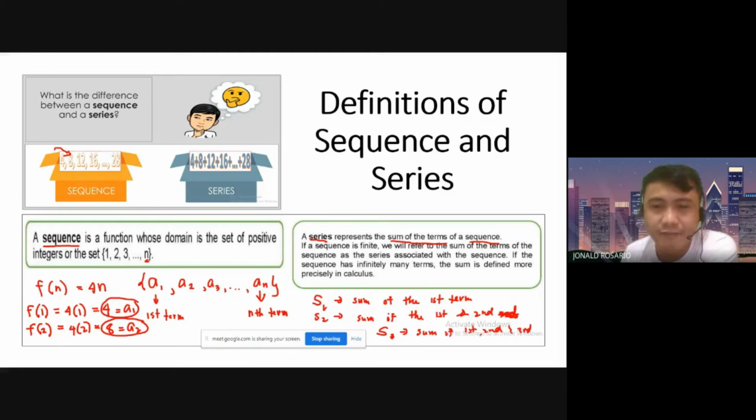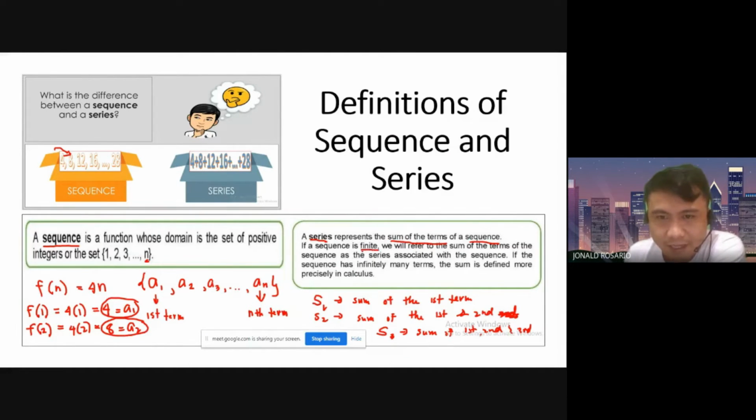Pag S sub 4, sum ng first hanggang fourth term. Pag S sub 5, sum ng first hanggang fifth term, and so on. Okay? So, depende po kung ano yung kukunin nating sum hanggang saan. Hanggang 20th term ba? Hanggang 30th term, and so on. Yan. Okay? Pero, ano bang ibig sabihin ng finite?